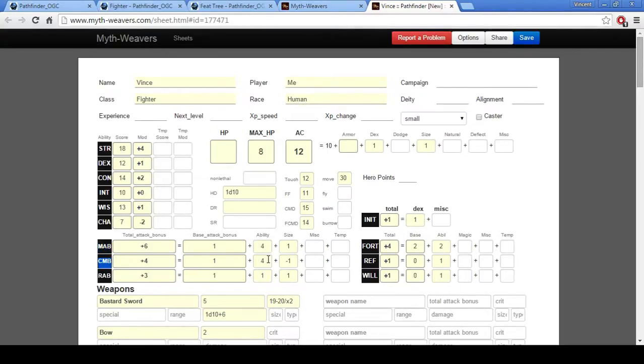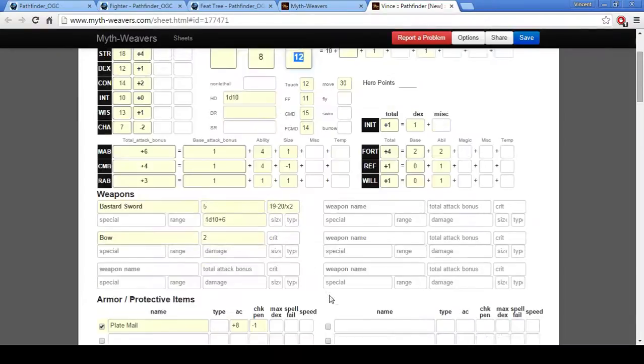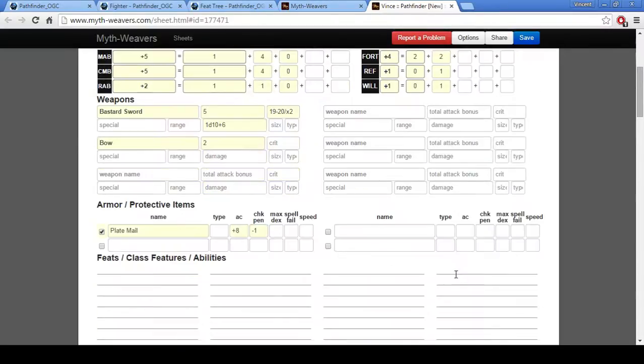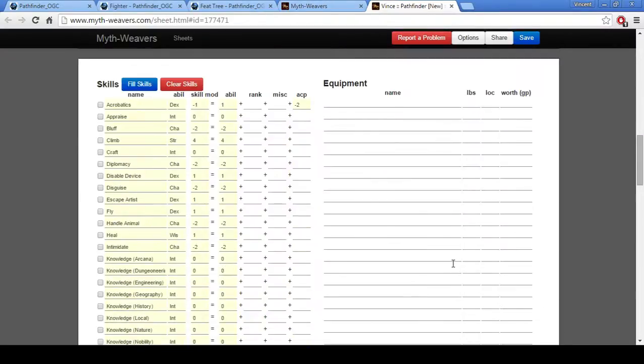combat maneuver bonus is going to go down. Your AC is also going to go up, but you're also going to deal less damage and all kinds of things. If you don't want to worry about that, just play a medium creature, and that's just a bunch of zeros across the board. And that's not really going to impact your character sheet at all. Okay, I promise we're almost done.